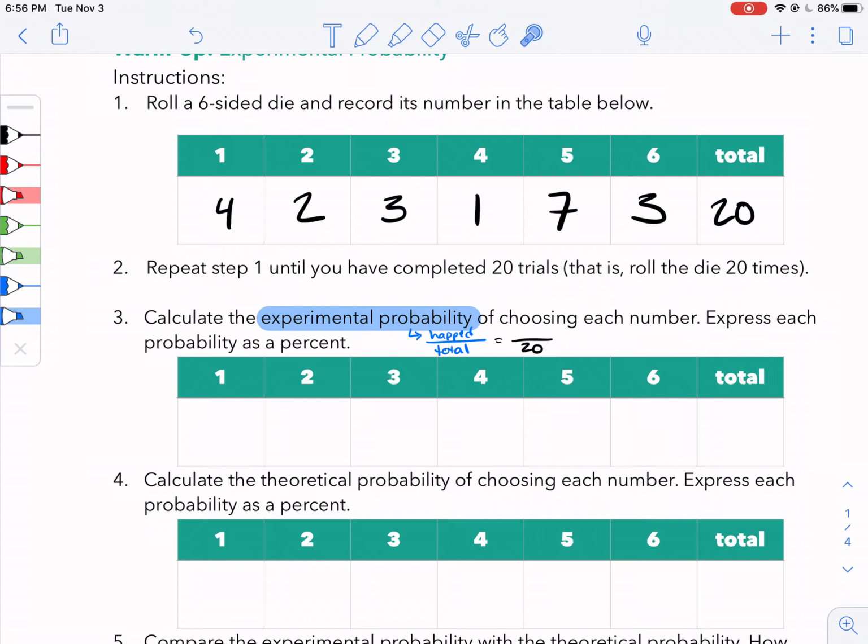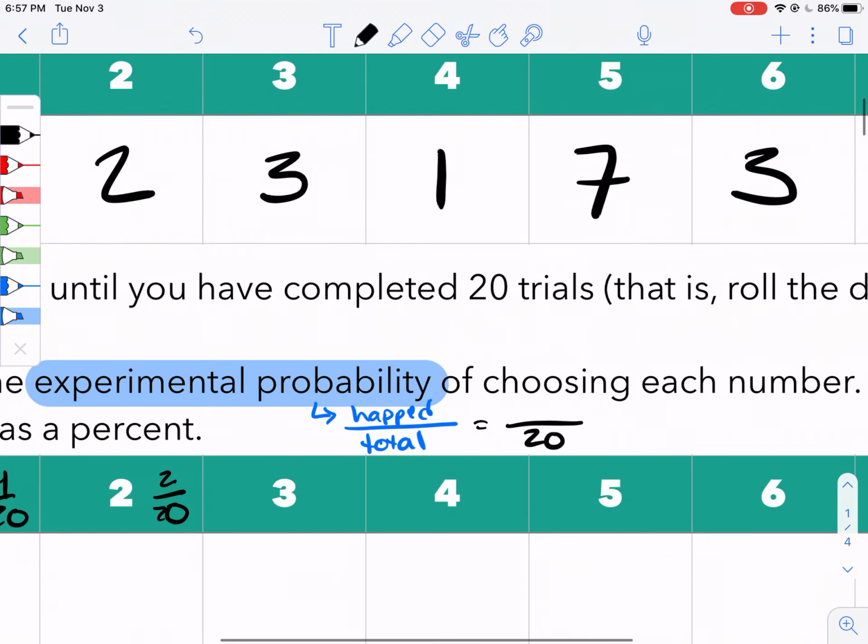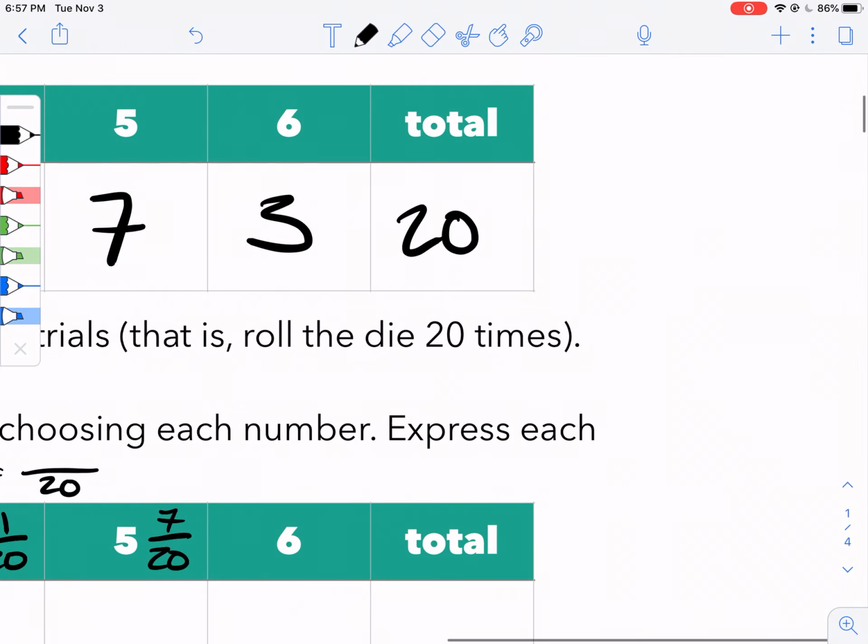For my 1, I rolled 4 out of 20 times. 2 was 2 out of 20. 3, I rolled 3 out of 20 times. 4, I rolled 1 time out of 20. I rolled a 5 7 times out of 20 total, and I rolled a 6 3 times out of 20 total.